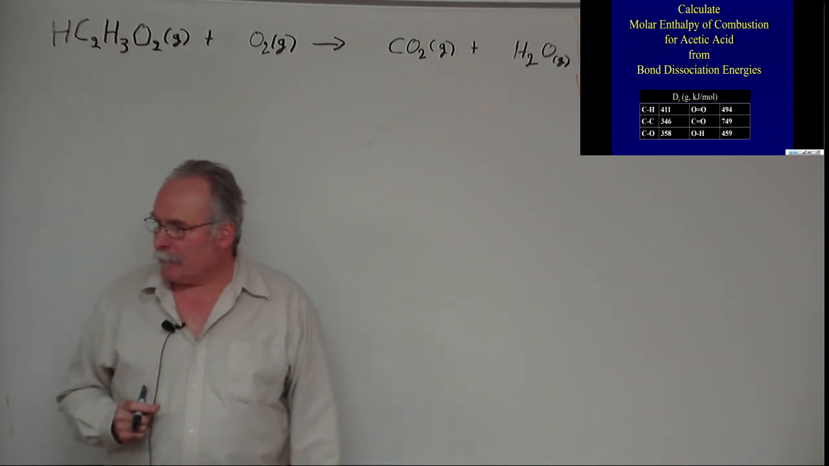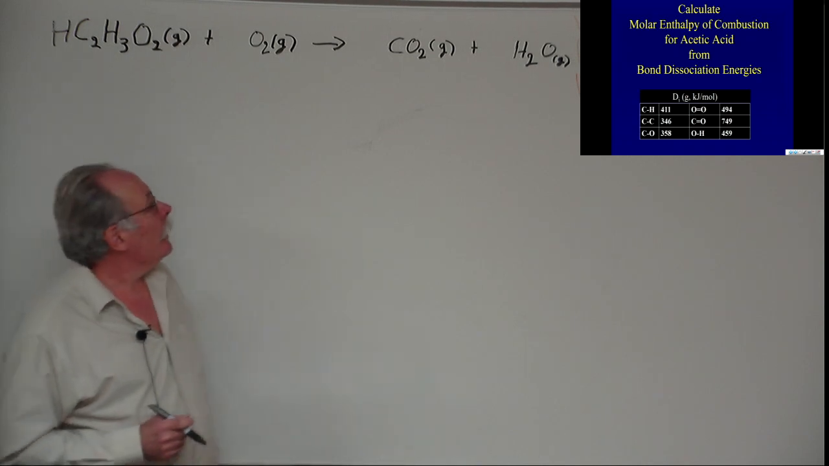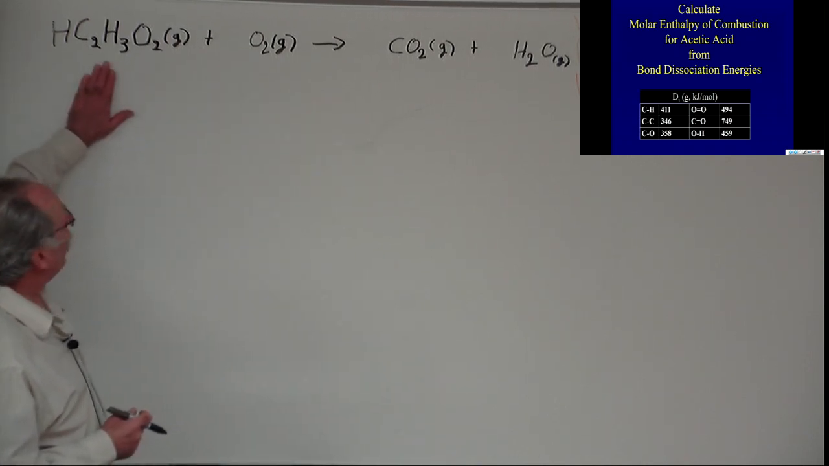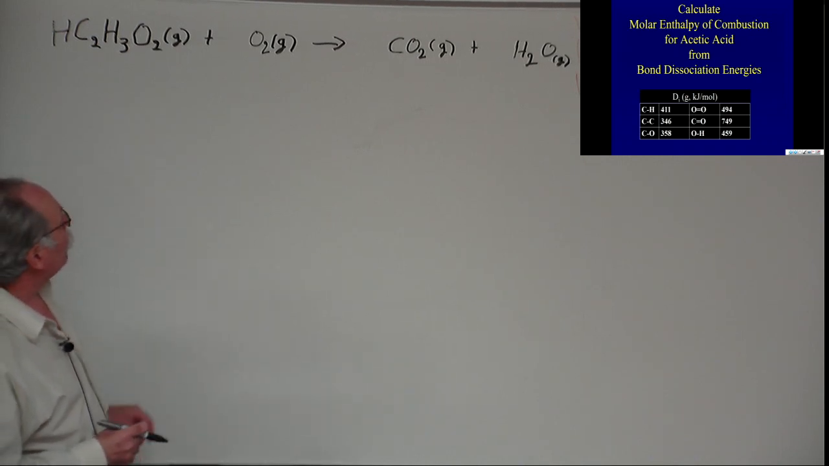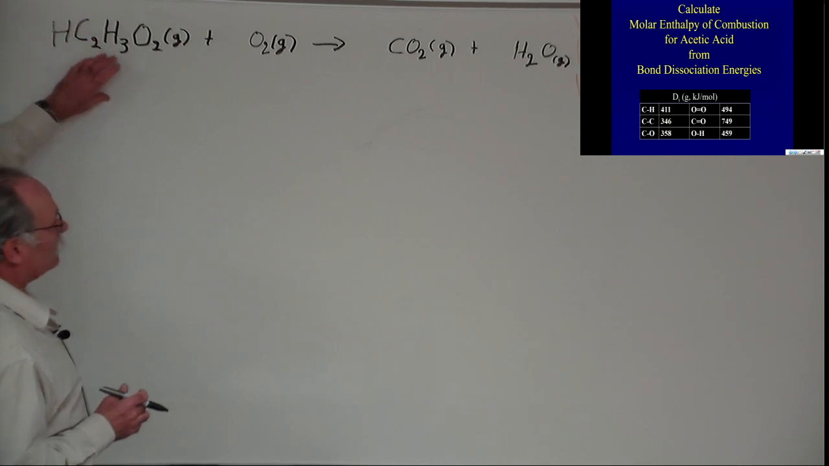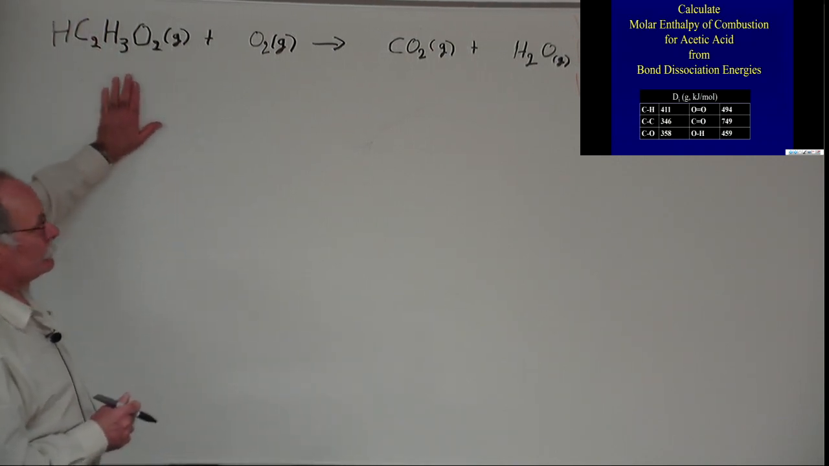Greetings. In this problem, we're going to go over using bond dissociation energies to calculate the enthalpy of a reaction. Then we're going to look at the combustion reaction of acetic acid. We recognize that the bond dissociation energies represent the energy to break a bond, so we need to identify the bonds. And to do that, we're going to need to draw Lewis dot structures.